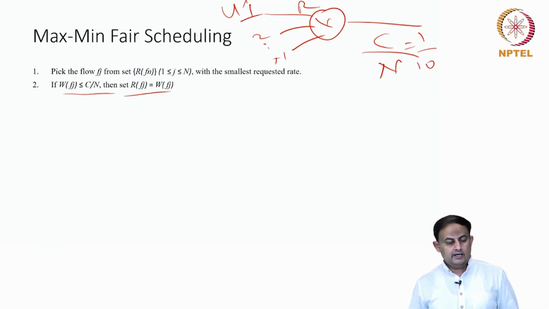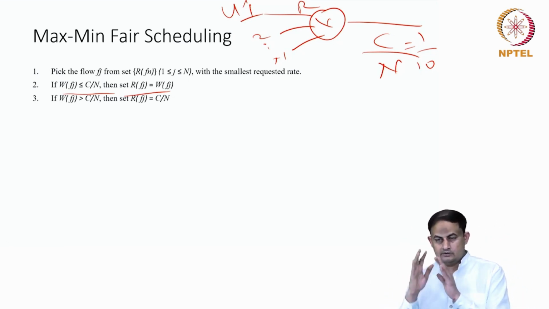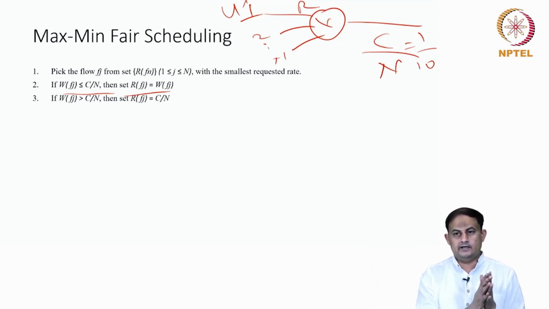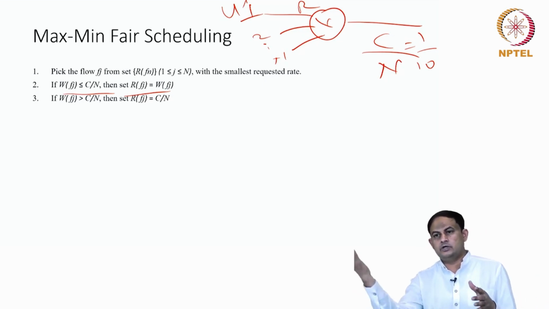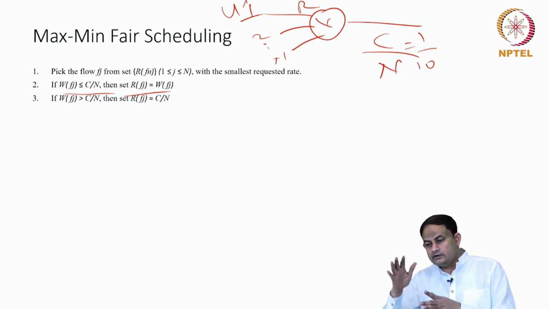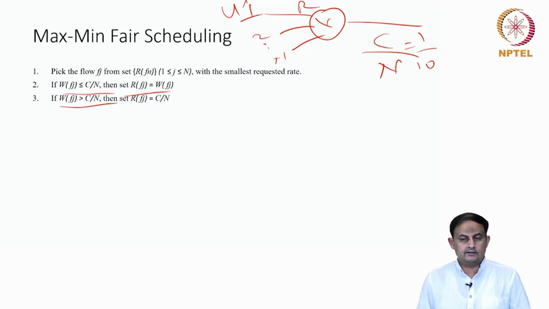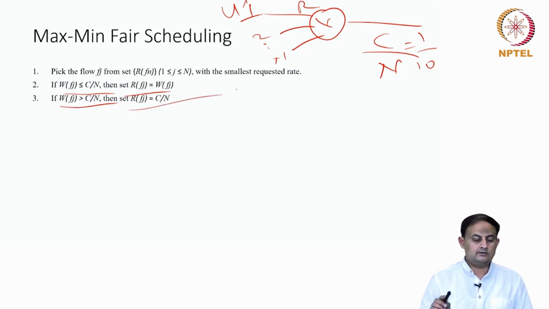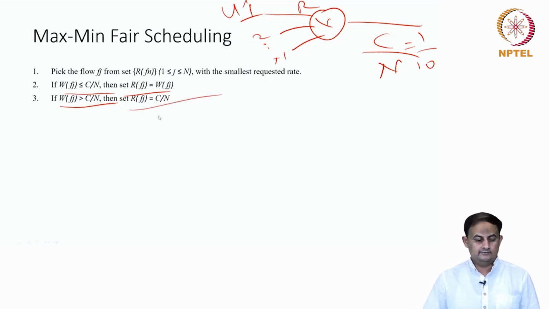On the other hand, if the transmission rate of the user exceeds C by n, then you reduce it; the ceiling of that allocation would be C by n. Whatever his fair share is, if his transmission rate is less than that, then you give the full capacity to that user. If his transmission rate exceeds the fair share, then you restrict it to the fair share. That is what is done here. If W of Fj is greater than C by n, then the allocation R of Fj is restricted to C by n.